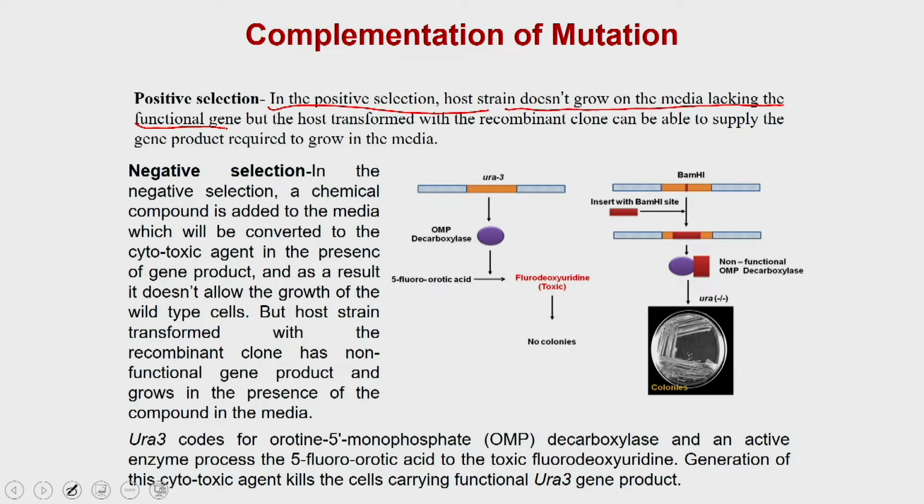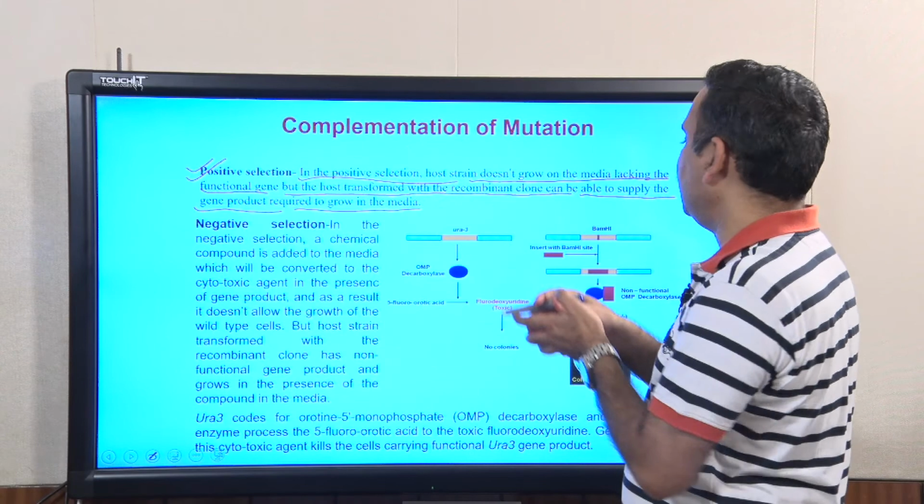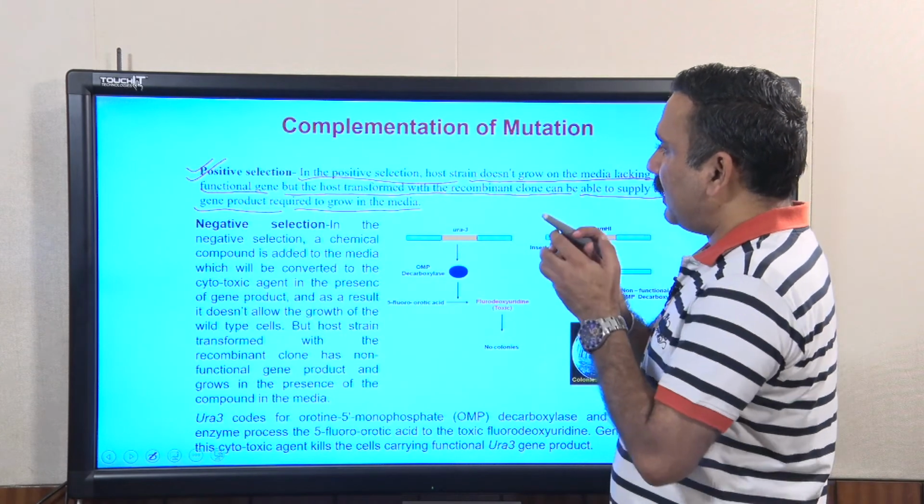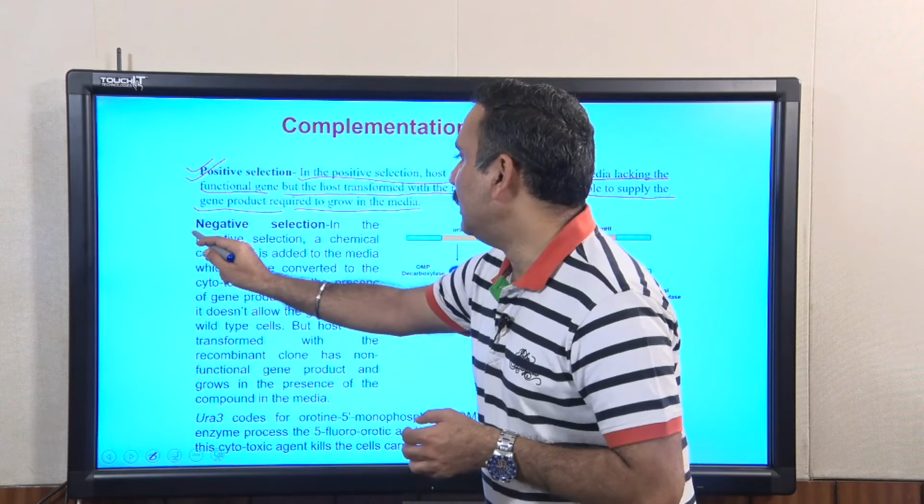So, that is why the host will not grow on the media as long as it does not contain that particular metabolite or that particular nutrient, but the host transformed with the recombinant clone, which is going to supply this gene product, will allow this particular host to grow on the media in the absence of that particular nutrient. So, this is called the positive selection, which means if your gene is present, the clone is going to grow on the media deficient in that particular nutrient. But the other approach is that you can have the negative selection.